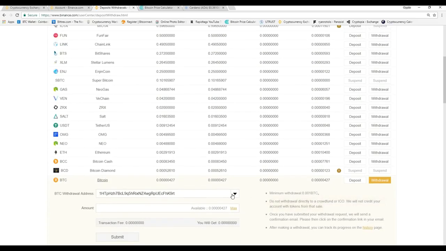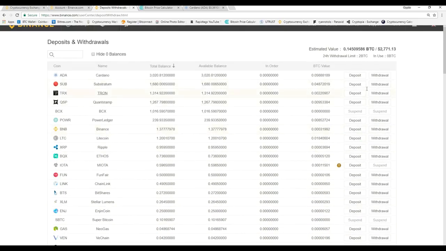Now this is the withdraw tab. I already have a wallet linked. You can link your wallets to the account so you don't have to copy and paste the addresses every time, but make sure your address is correct, because if your address is wrong, you will lose your money forever, and that would absolutely suck. So you would insert the address here that you're trying to send to, put the amount that you want to send, and then submit. So that is what the deposit and withdraw is.